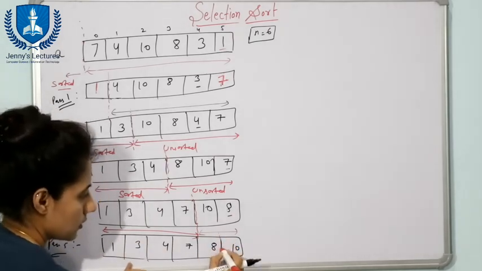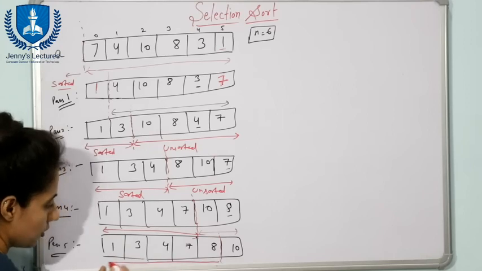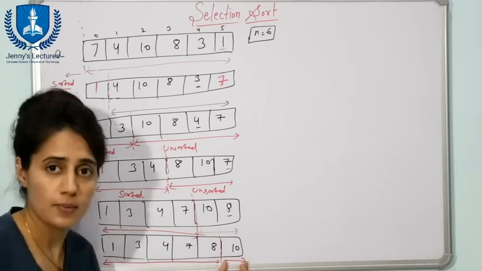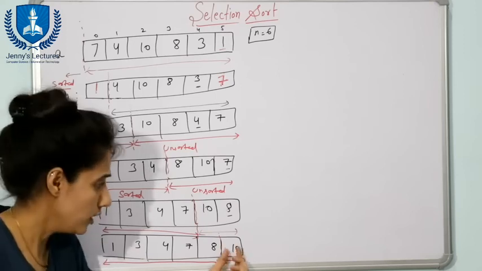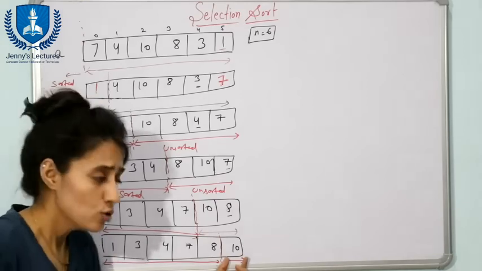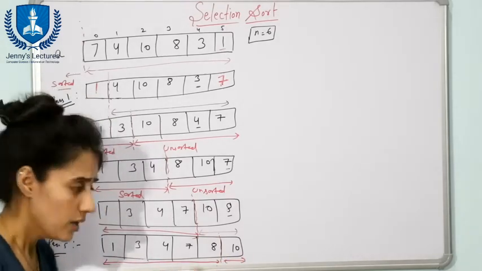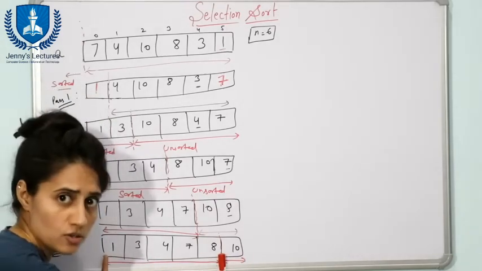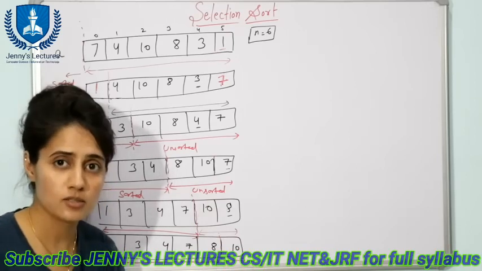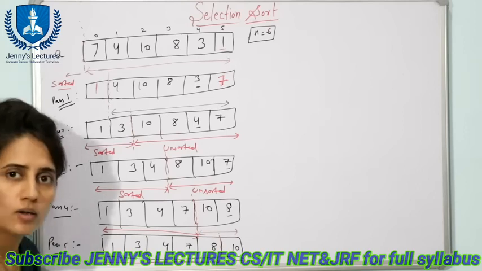Now see, this much is the sorted subarray, and in the unsorted subarray we have only one element. Fine. So no need to sort this one, because if only one element is there then obviously that is always sorted. So if 6 elements are there, now we have sorted 5 elements, so automatically the 6th element would be at its appropriate place. So no need to do another operation.